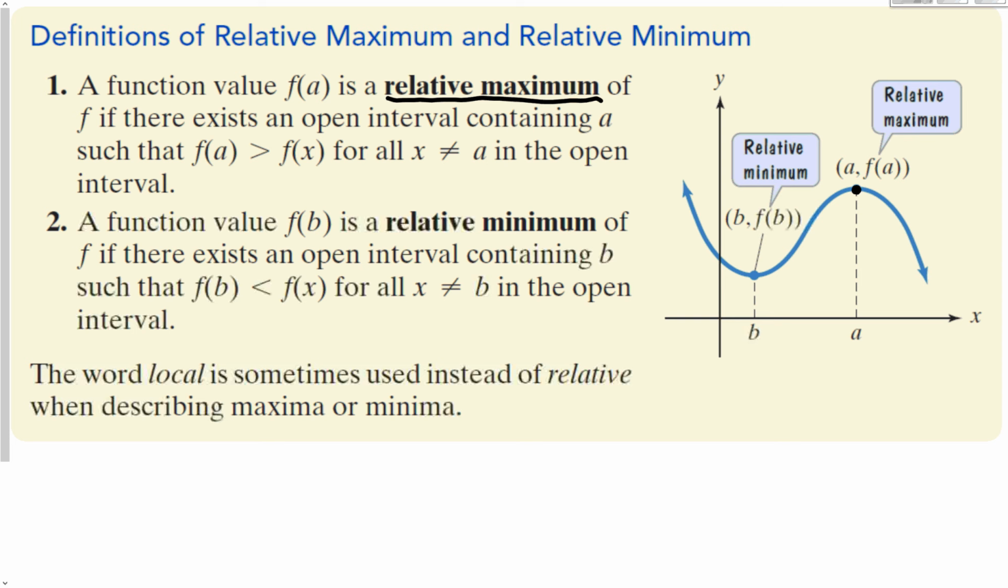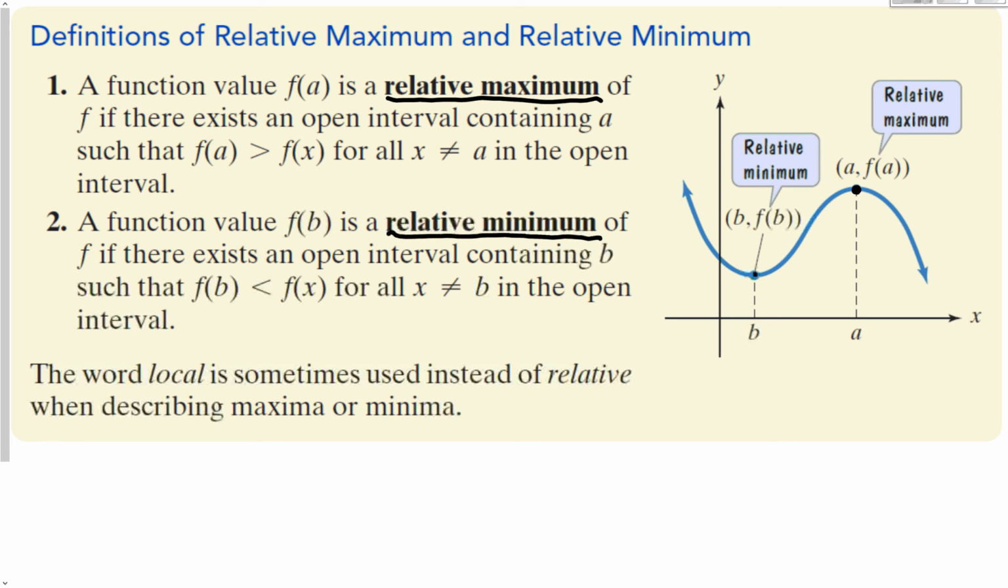That interval can be whatever I want it to be, right? As long as that is the biggest output around all the other function values, then that is a maximum. And the same is true with minimum. The function value f of b is a relative minimum of f if there exists an open interval containing b such that f of b is less than f of x for x not equal to b in the open interval.